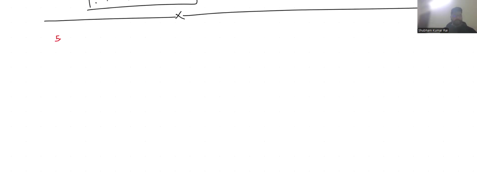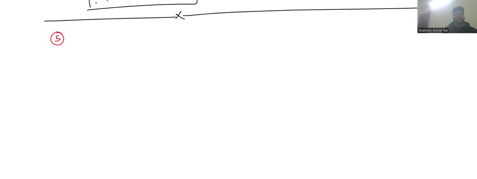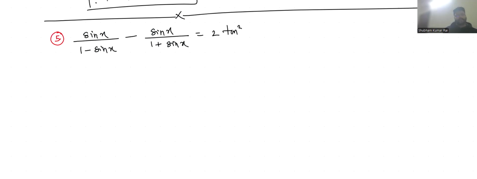That is the most important question, right? So everybody just keep an eye on this. Here you are having a question like this. The question was sin x by 1 minus sin x minus sin x by 1 plus sin x equals 2 tan square x. Now, we need to just solve this question, right?